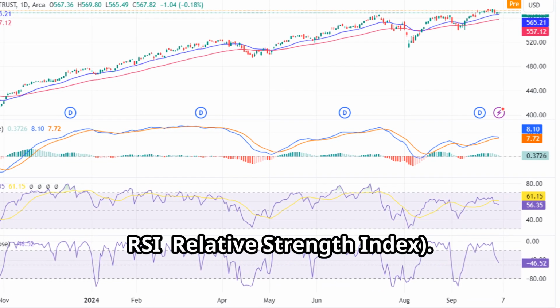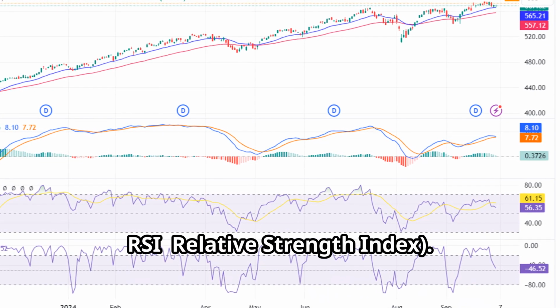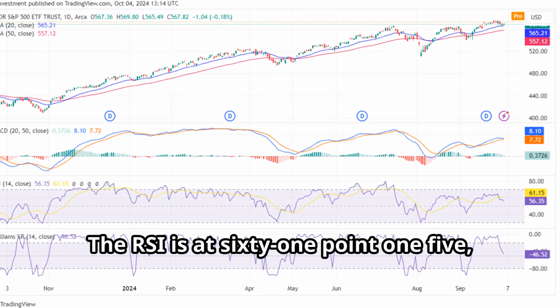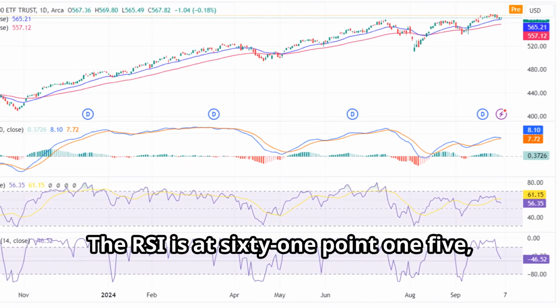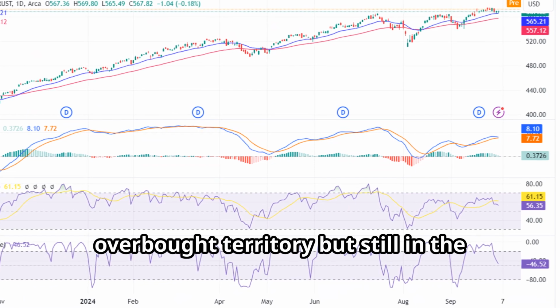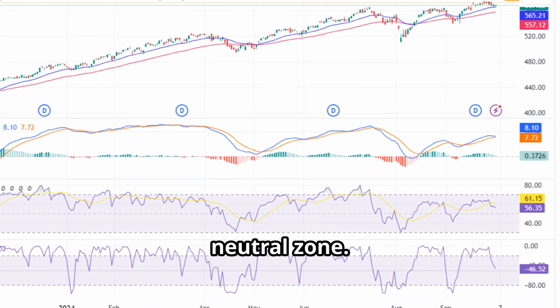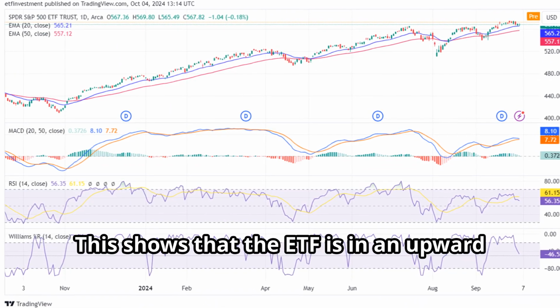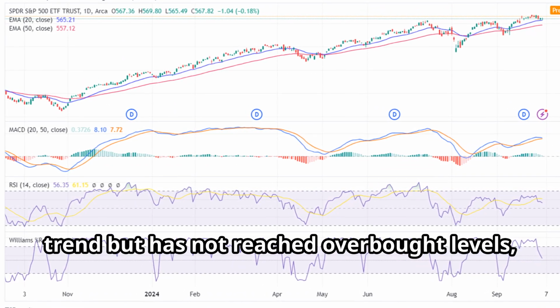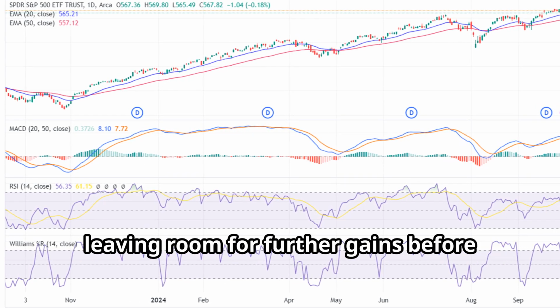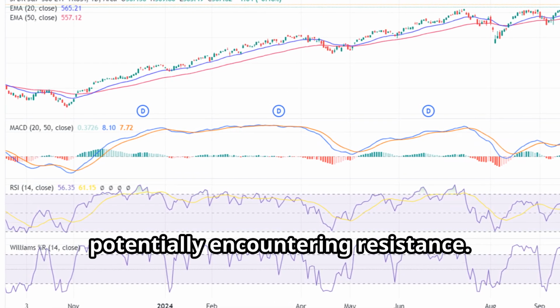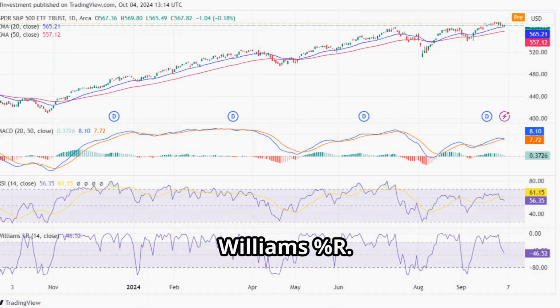3. RSI, Relative Strength Index. The RSI is at 61.15, suggesting that the stock is nearing overbought territory, but still in the neutral zone. This shows that the ETF is in an upward trend but has not reached overbought levels, leaving room for further gains before potentially encountering resistance.